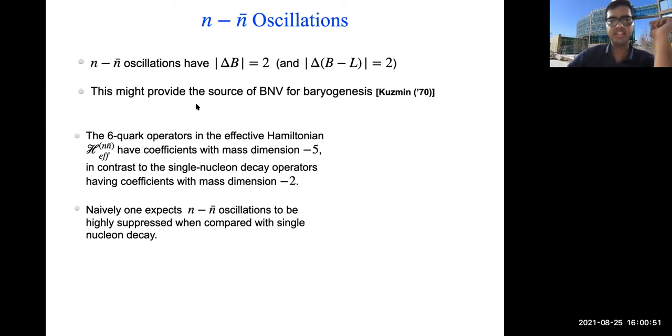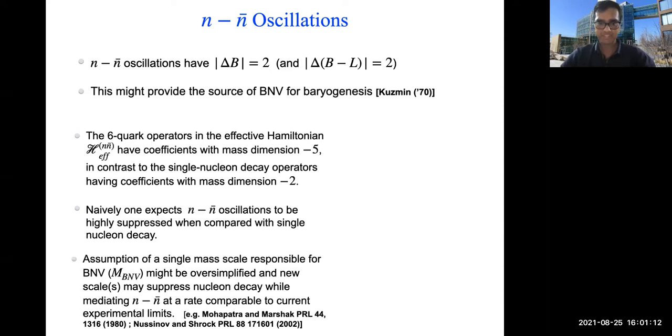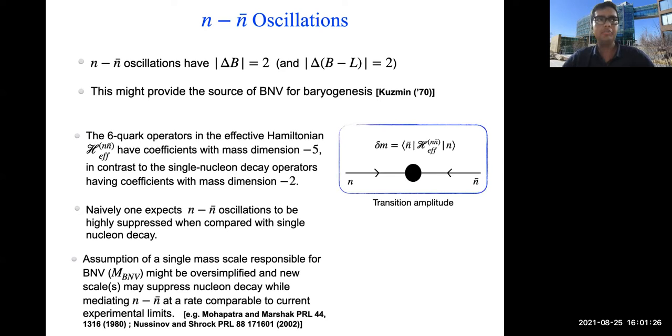We note that n-nbar oscillations are mediated by 6-quark operators, and hence the effective Hamiltonian has a coefficient with mass dimension -5. In contrast, the single nucleon decay operator has a coefficient of mass dimension -2. So naively, one might expect that n-nbar oscillations will be highly suppressed when compared with single nucleon decay. But the assumption of a single mass scale responsible for baryon number violation might be oversimplified, and new scales may suppress nucleon decay while mediating n-nbar at a rate comparable to current experimental limits. So we will provide an explicit example of that later in this talk.